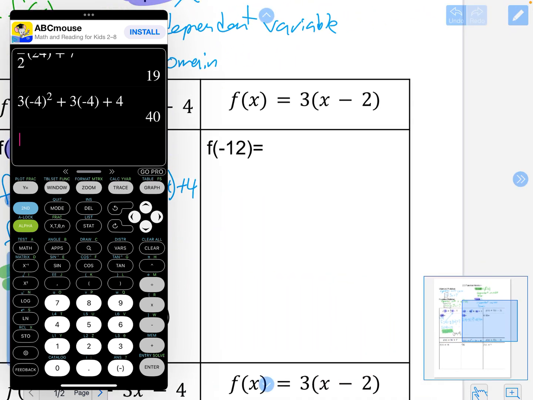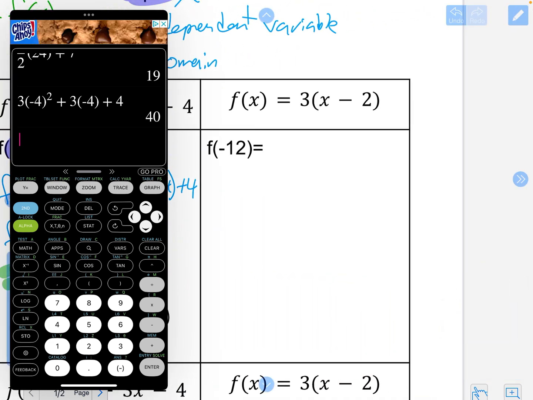All right, I want you to try this one on your own and check with our class notes. Input the negative 12 into all of the x spots, plug it into your calculator.